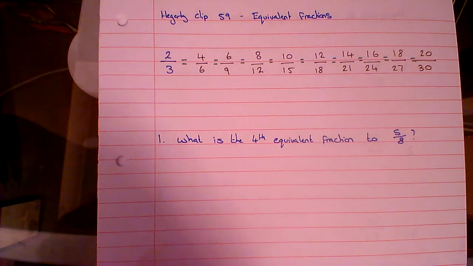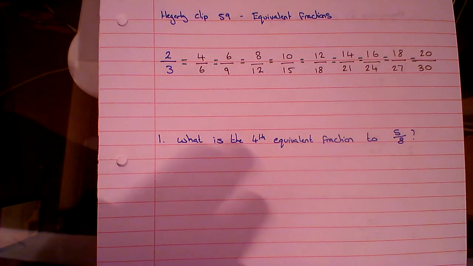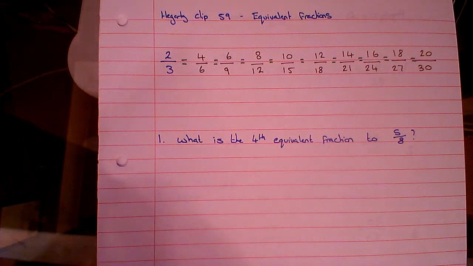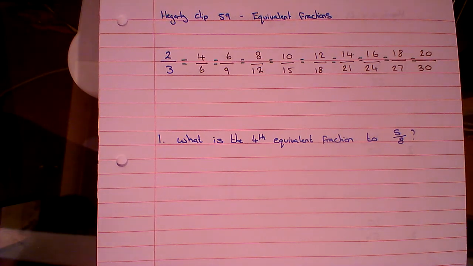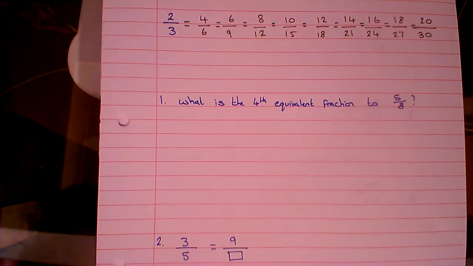Okay, so this is what it means by generating equivalent fractions. Literally writing out your times tables with the top and bottom, putting a line in between them, turning it into a fraction. Very simple. So let's go down to our first question.